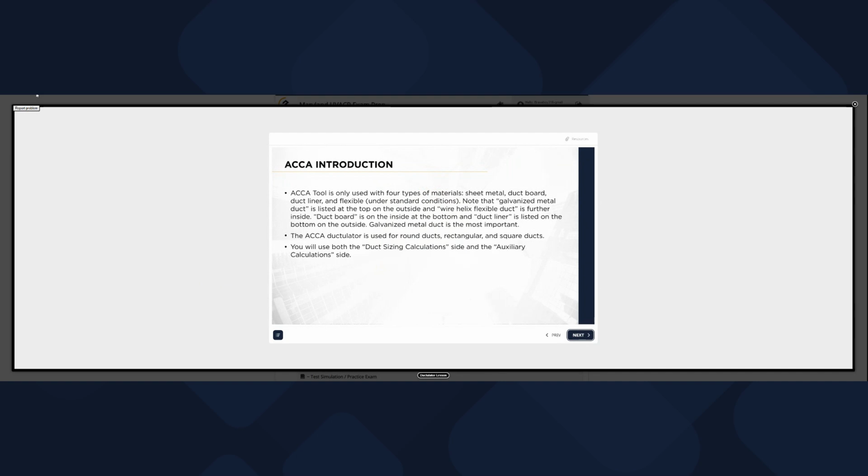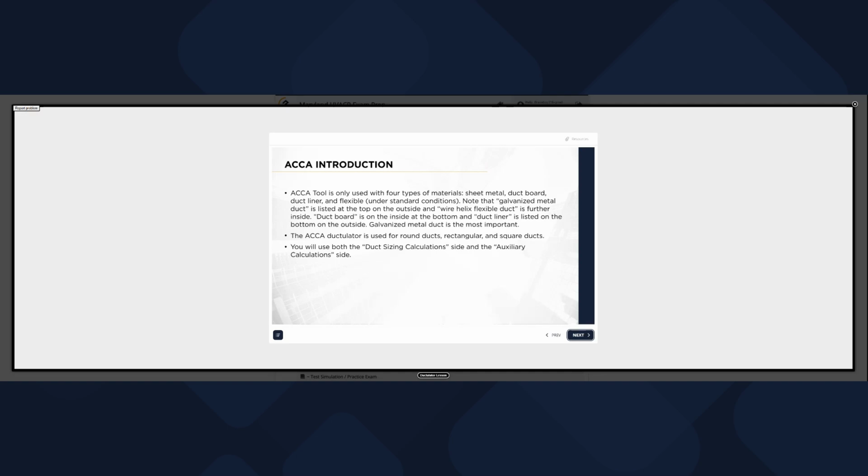ACCA Introduction. The ACCA tool is only used with four types of materials: sheet metal, ductboard, duct liner, and flexible, under standard conditions. Note that galvanized metal duct is listed at the top on the outside and wire helix flexible duct is further inside. Ductboard is on the inside at the bottom and duct liner is listed on the bottom on the outside. Galvanized metal duct is the most important.